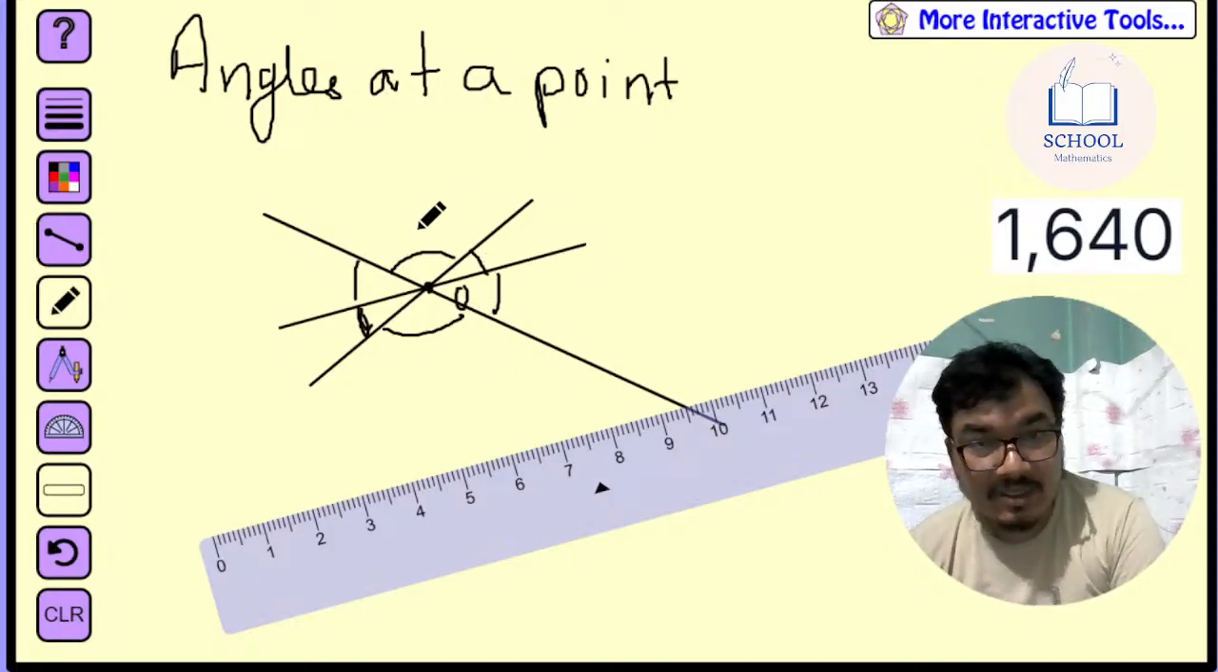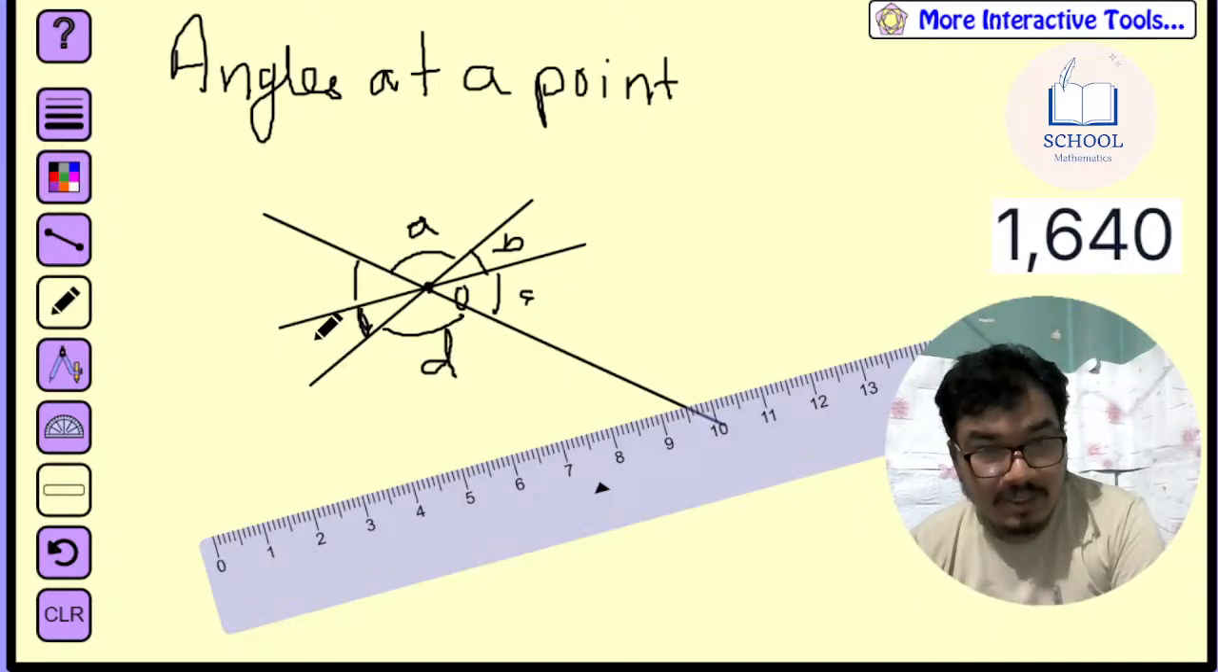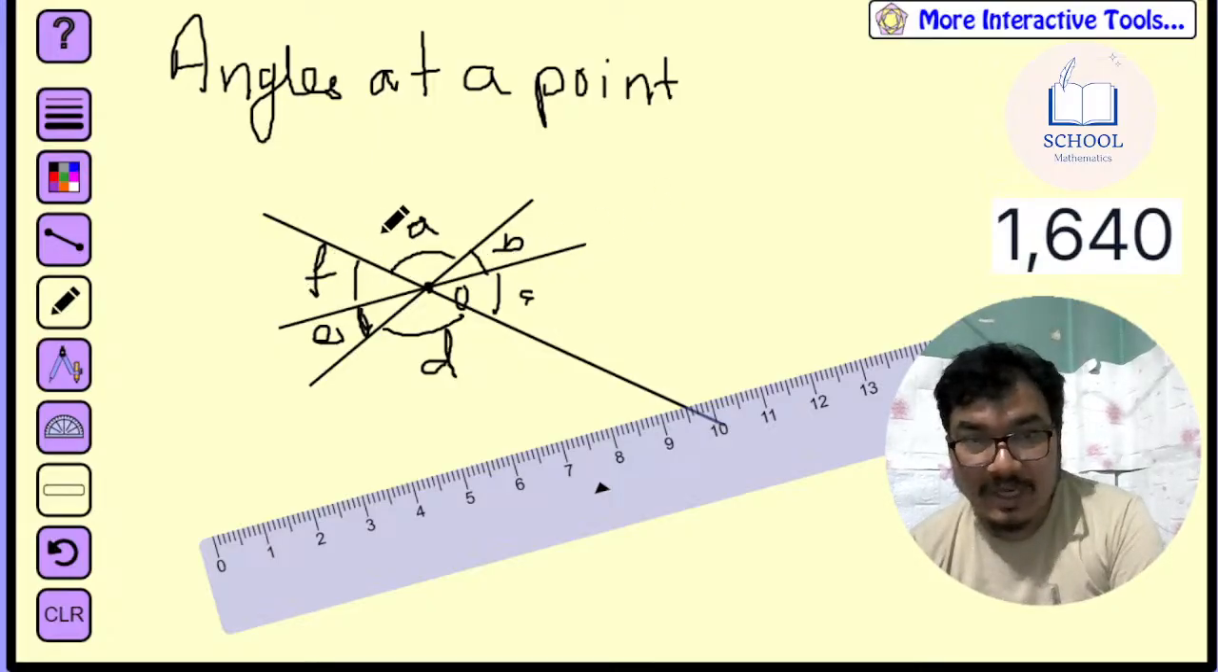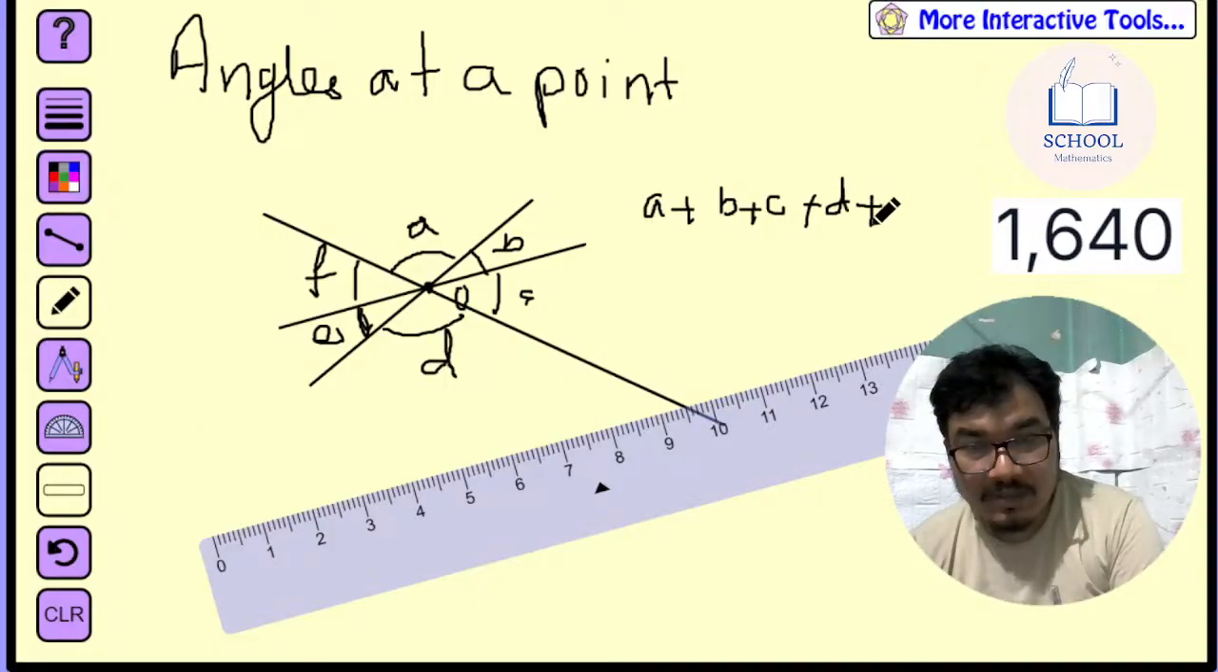That's why, while adding these angles, suppose this angle is A, this angle is small b, then this angle is c, this angle is small d, this angle is small e, this angle is f. While adding these angles, what value will we get? A plus B plus C plus D plus E plus F, right? And when we add the sizes of all these angles, we will get 360 degrees.